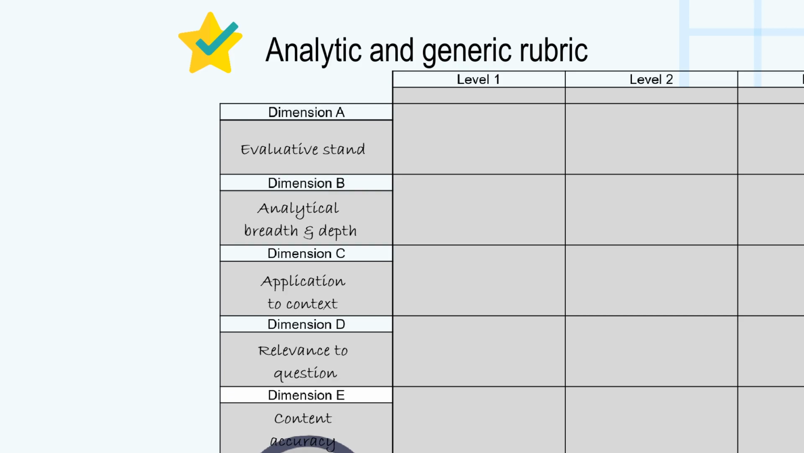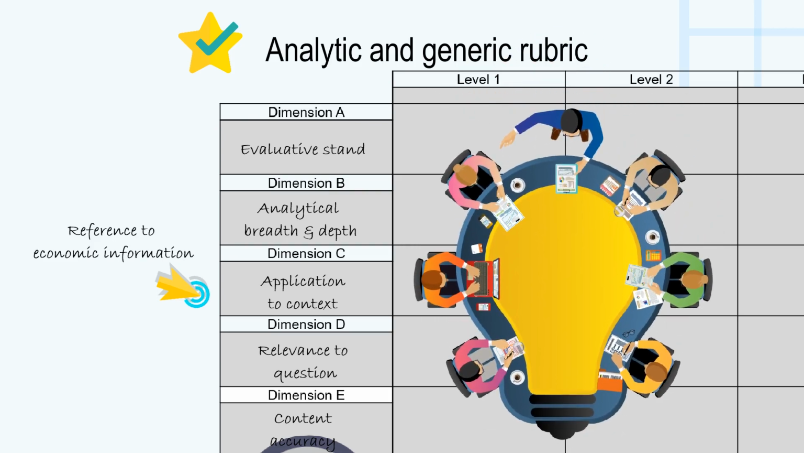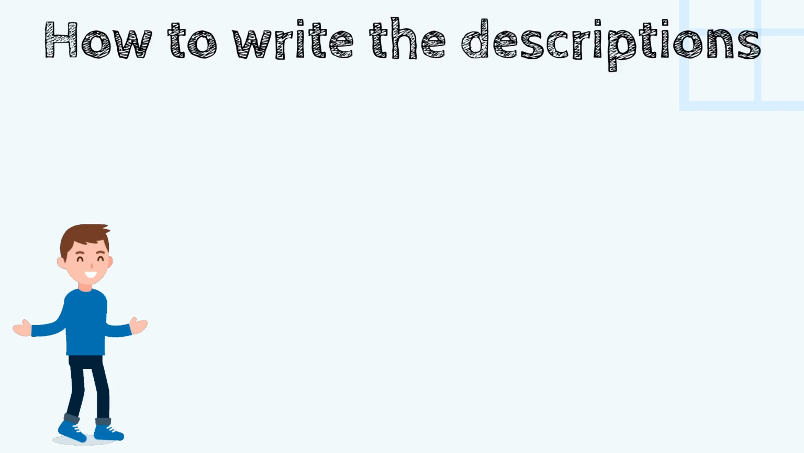What about answers for case studies? I think reference to economic information is important too. John, that is not a problem. You can add this as a dimension too. Ultimately, what you identify as the dimensions and what you name them as are collective decisions you and your department teachers need to make. I get it. Sorry, Miss Econs. I have one more question. How do I craft the descriptions that clearly reflect the quality of performance at each level?